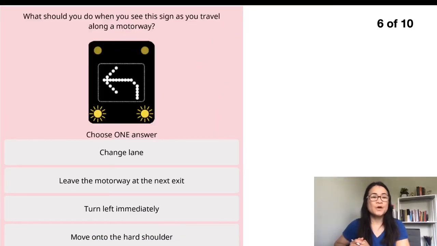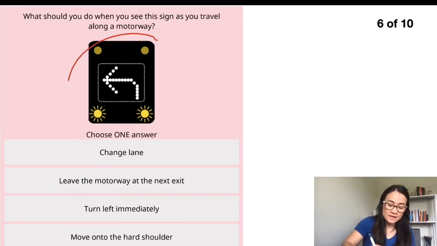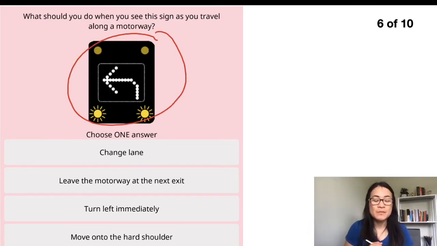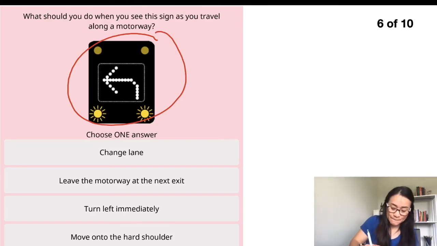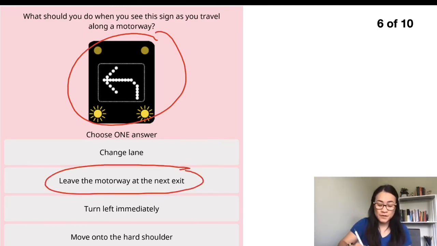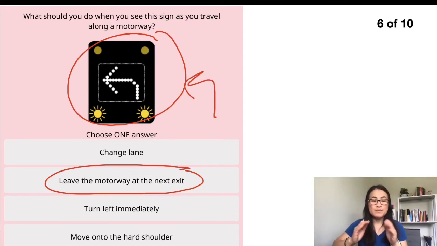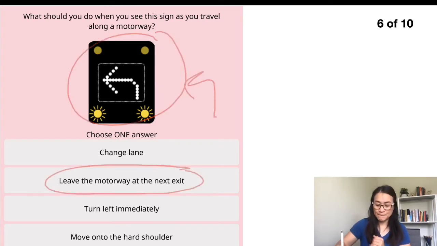Question 6. What should you do when you see this sign as you travel along a motorway? We talked about this sign already. It means leave the motorway at the next exit. Do not confuse it with this kind of turn. It looks like turning left. At the motorway, if you see this sign, it means leave the motorway at the next exit.